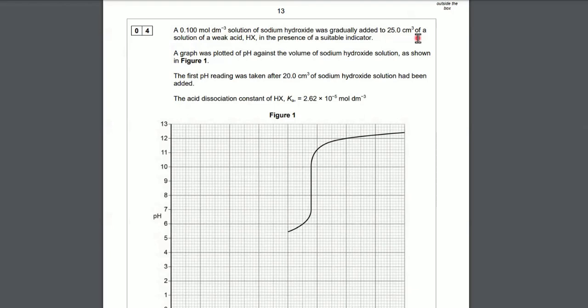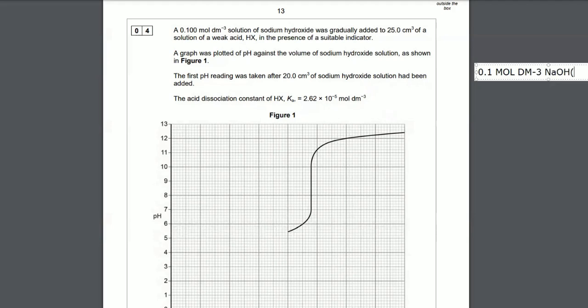Let's get into it. 0.1 mole per decimeter cubed solution of sodium hydroxide was gradually added to 25 centimeter cubed of a solution of a weak acid HX in the presence of a suitable indicator. A graph was plotted of pH against the volume of sodium hydroxide solution as shown in figure 1. The first pH reading was taken after 20 centimeter cubed of sodium hydroxide solution had been added. The acid dissociation constant of HX, Ka, equals 2.62 times 10 to the minus 5 mole per decimeter cubed.